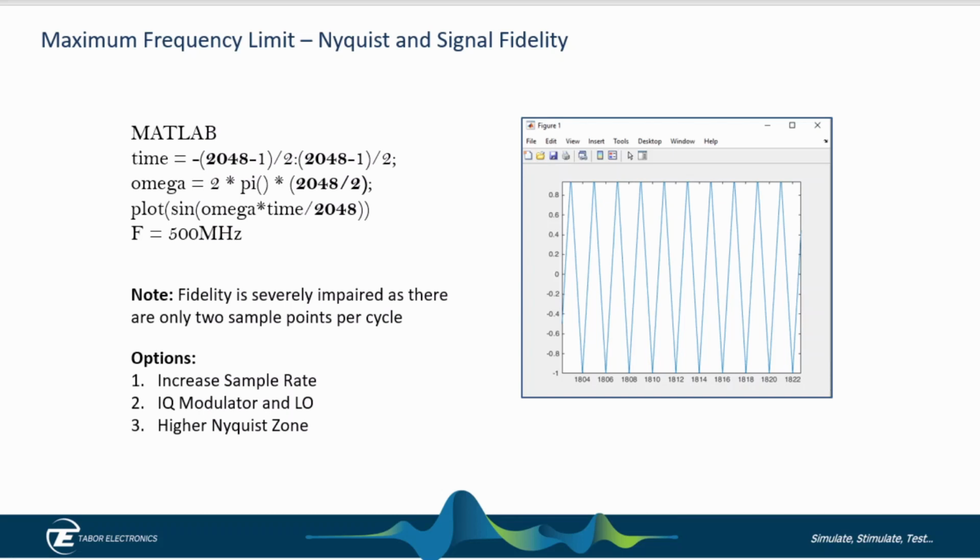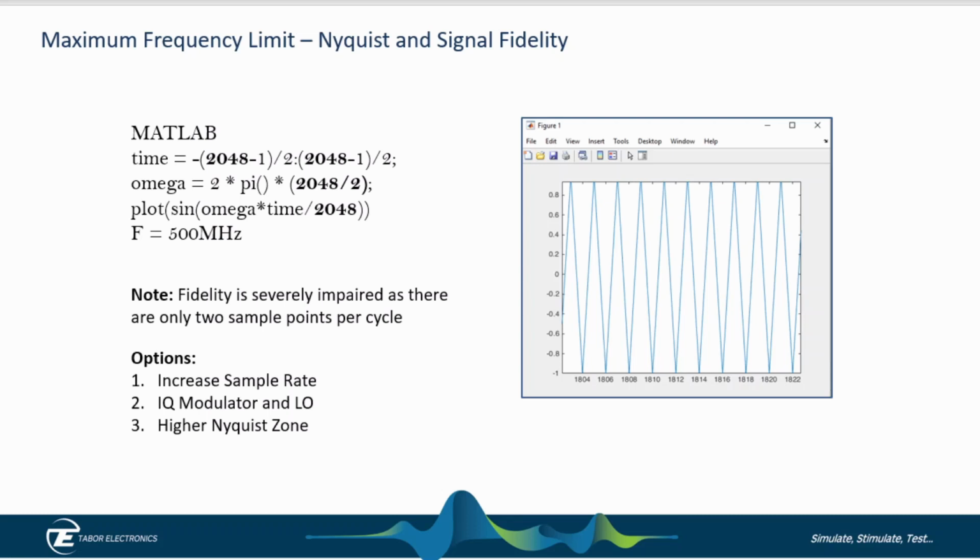So how do we get higher than the first Nyquist zone? How do we do better at 500 megahertz and create signals in excess of 500 megahertz with a 1 gigasample sample rate? There's a few options. First of all, we could increase the sample rate. Proteus goes up to 9 gigasamples. We currently have the instrumentation set to 1 gigasample. We could use an IQ modulator and a local oscillator. We can do that in an analog fashion, like we showed in the introductory slides, or we can do it in a digital fashion, and we're going to explore that. Or we could use a higher Nyquist zone to do it.